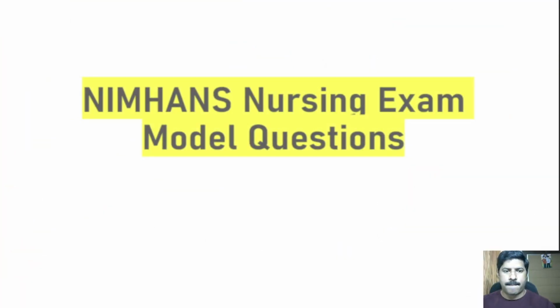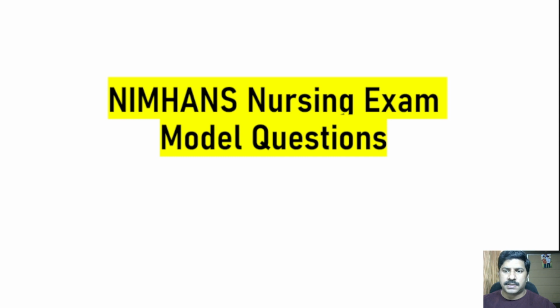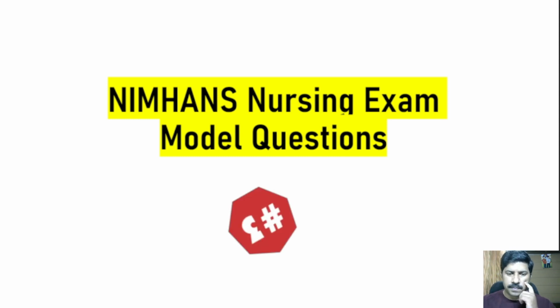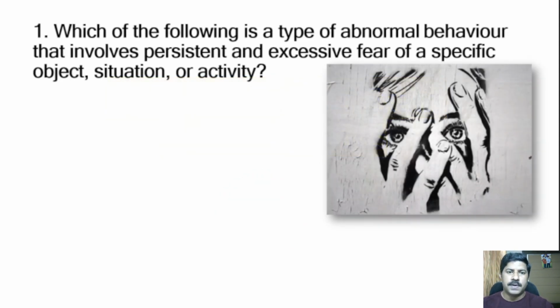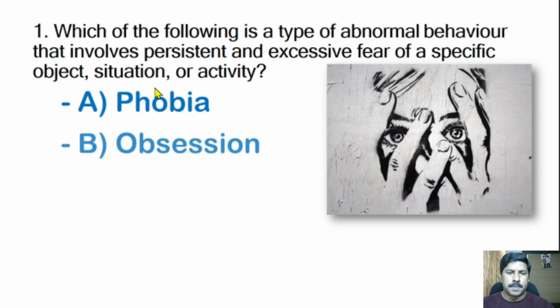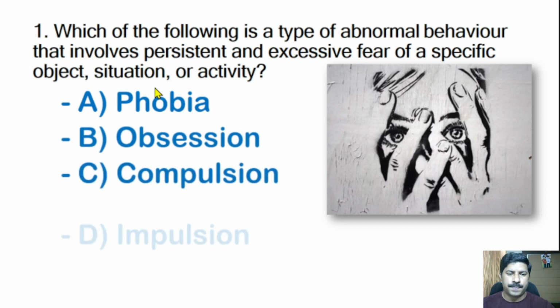So we will go to the topic, that is NIMHANS nursing exam model questions part 3. First question: which of the following is a type of abnormal behavior that involves persistent and excessive fear of a specific object, situation or activity? Phobia, obsession, compulsion, impulsion.